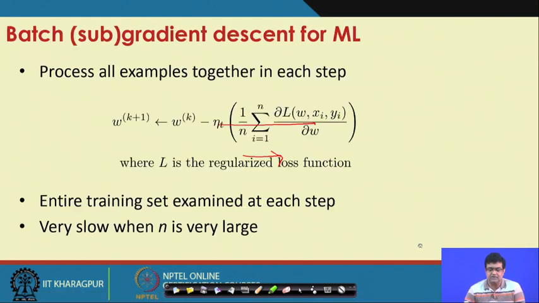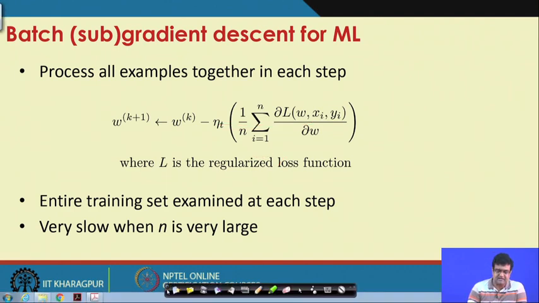So, this algorithm is called... As we can see, this is the batch gradient descent or subgradient descent algorithm, where we are computing the total gradient, or the average of the gradient over all the data points, and then we are doing the subgradient descent. But as we have discussed, this is very slow when n is large.